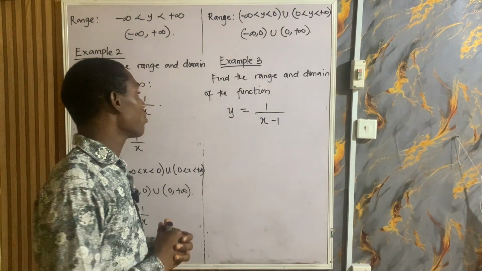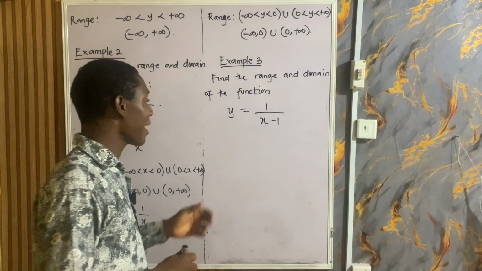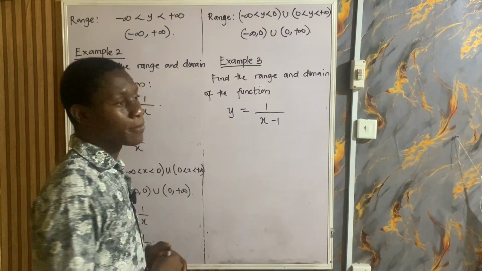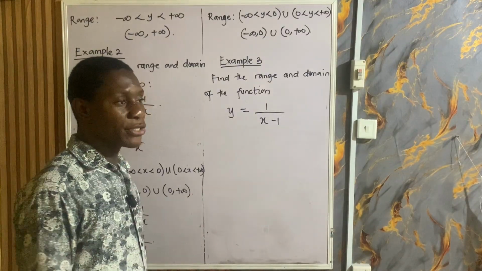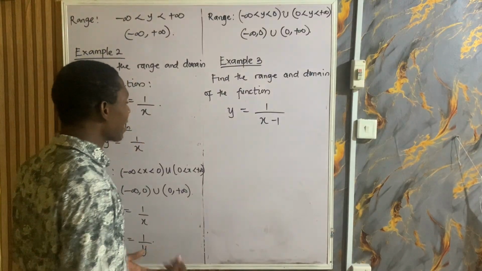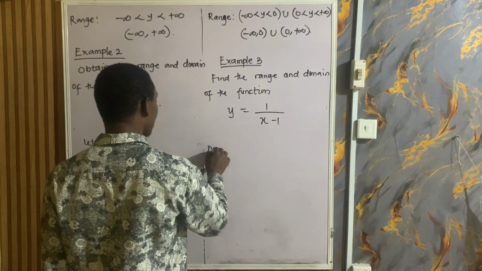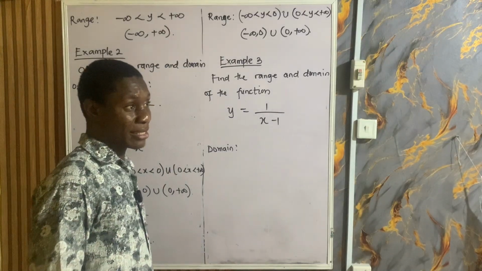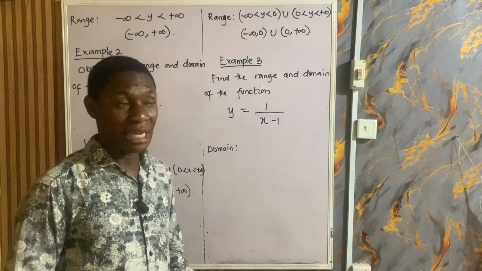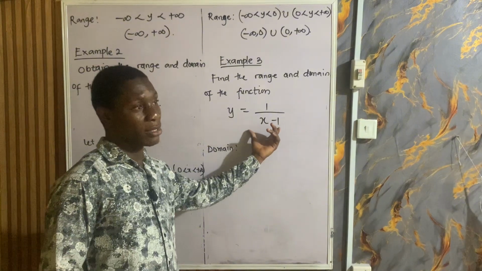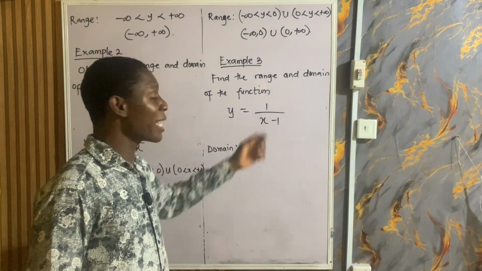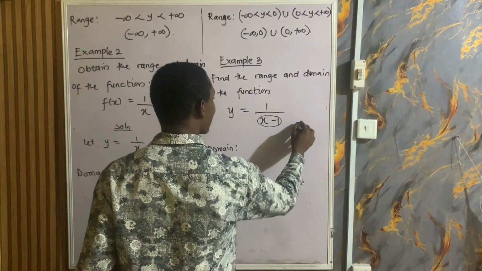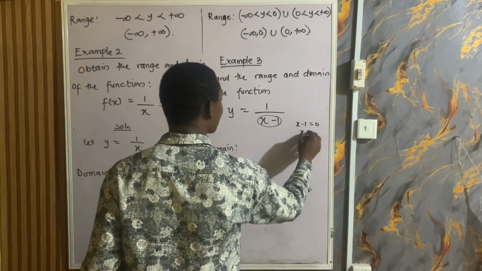Example 3: find the range and domain of the function y is equal to 1 over x minus 1. This is another function that is a fraction. Now, to solve this question, to get our domain, we need to ask ourselves, what are the values of x that wouldn't make us have an answer here? Remember, if it's a fraction, the denominator must not be 0. So what would x take? It's very simple. Just take this denominator here and equate to 0. So that is x minus 1 equal to 0, and you see that x is equal to 1.